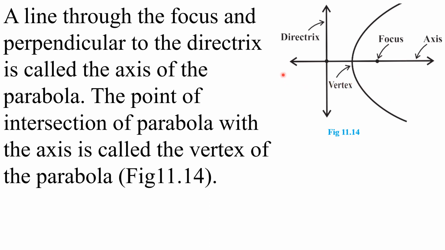parabola with axis, this point is called the vertex of the parabola. What is meant by vertex of the parabola? The point of intersection of the axis of the parabola and parabola. Okay, my children. Then this point is said to be the vertex of the parabola. Understood these points, my children? What is meant by directrix of the parabola, what is meant by axis of the parabola, and what is meant by vertex of the parabola. Okay, my children? Right.